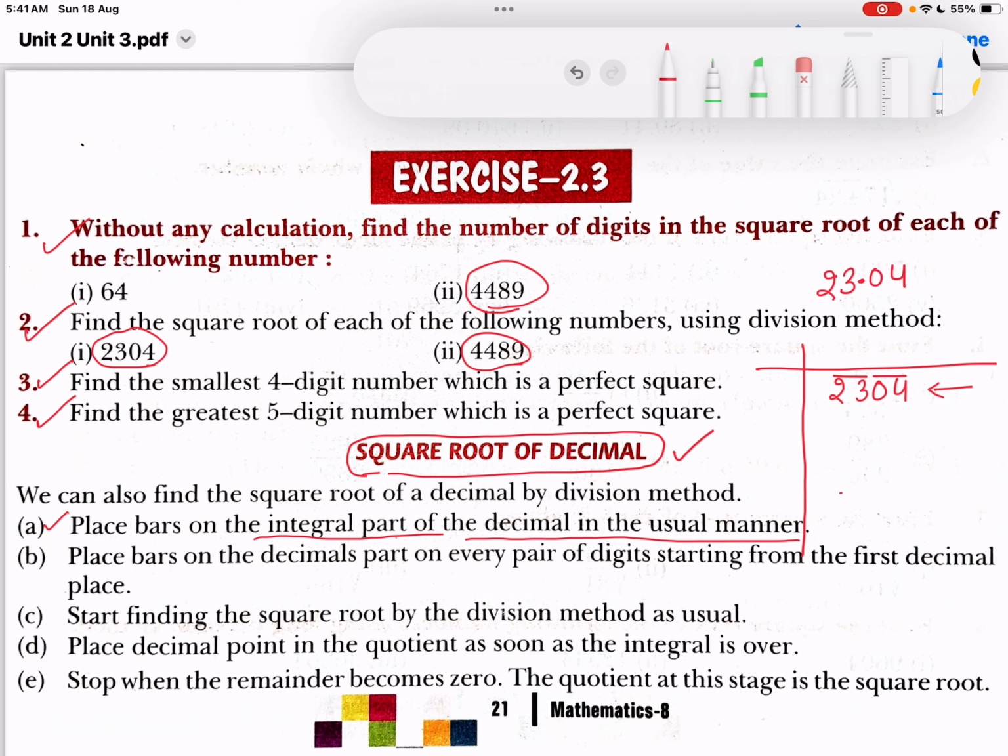The decimal number would be 23.04. The second rule says: place bar on the decimal part on every pair of the digits. Place bar on the integral part of a decimal in the usual manner. Place bar on the decimal part on every pair of the digits starting from the first decimal place.